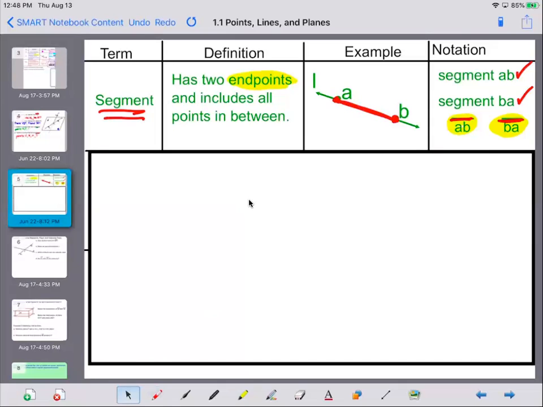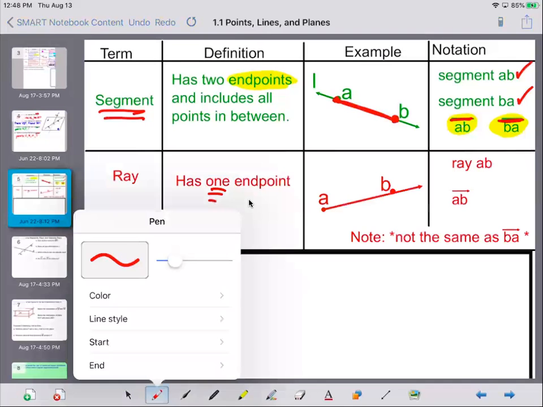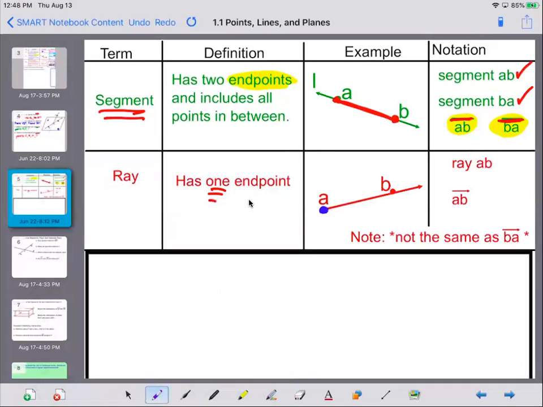Next, we have a ray. So a ray only has one endpoint. So if you look over at the example, it has an endpoint here, but notice that it keeps going past that here. So when I say ray AB, I'm talking about starting at A and going on past B. Okay, so the biggest difference on this one is that it has a starting point, but it does not have a stopping point. So when you look at the symbol here, notice the difference. One side has no arrow and one side does have an arrow.